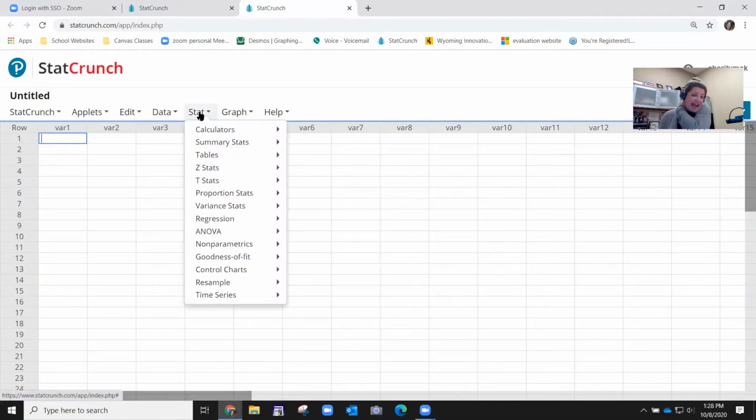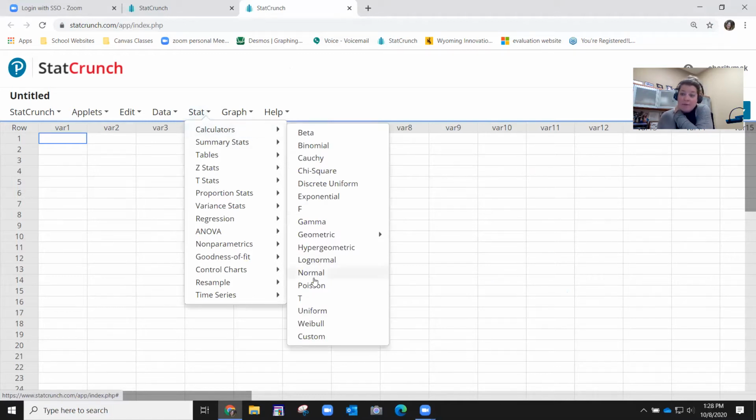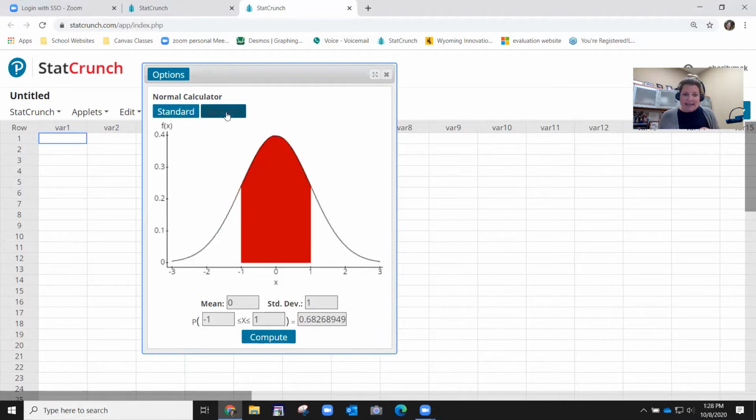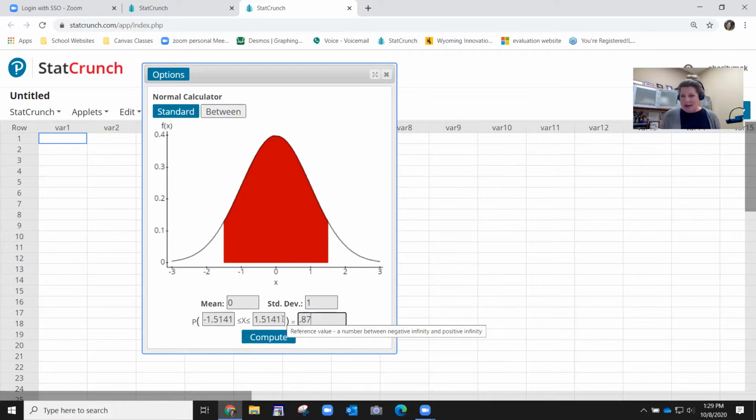Okay, so go to Stat, Calculators, Normal. Normal is always Z normal. We want between, and this one said you want 87. We don't put in a mean and standard deviation because we are looking at Z, so it's standardized. So we don't have a mean and standard deviation, so we use the 0 and 1. So what is the value? It's 0.51. We just use the positive.